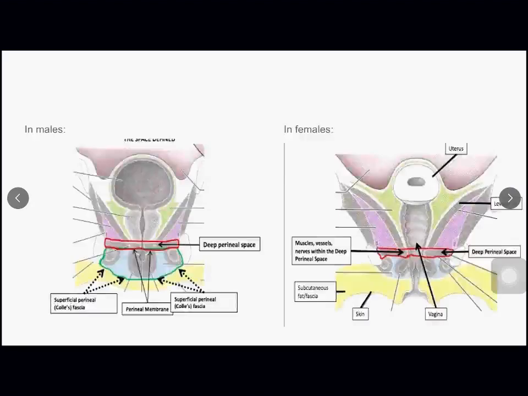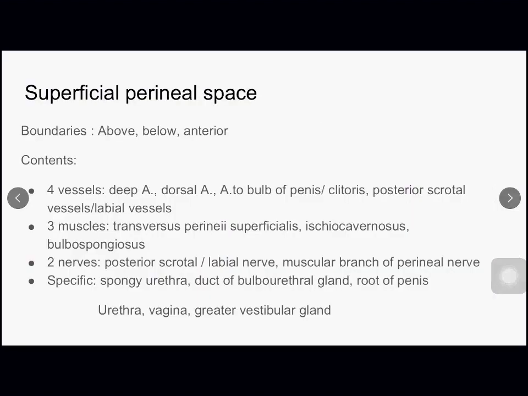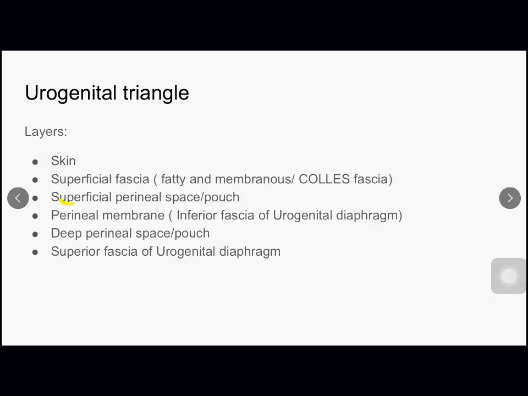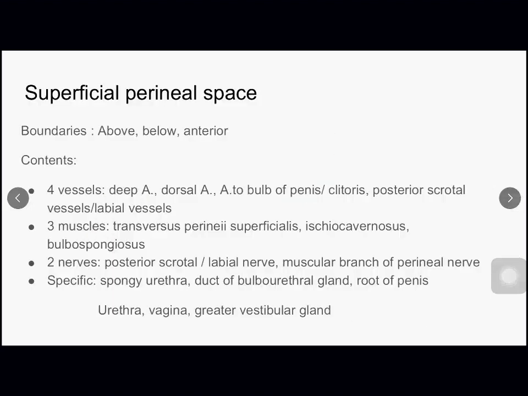Then about the third layer, let us talk about the superficial perineal space. You can tell me the boundaries yourself. Inferiorly you have which layer? That is the Colles' fascia. Then superiorly you have the perineal membrane. I told you now, the superficial perineal pouch is between the Colles' fascia below and the perineal membrane above.